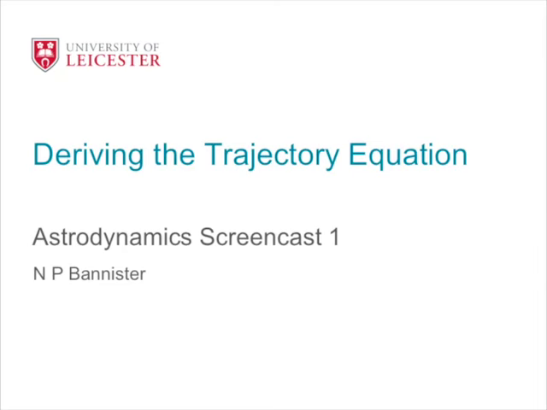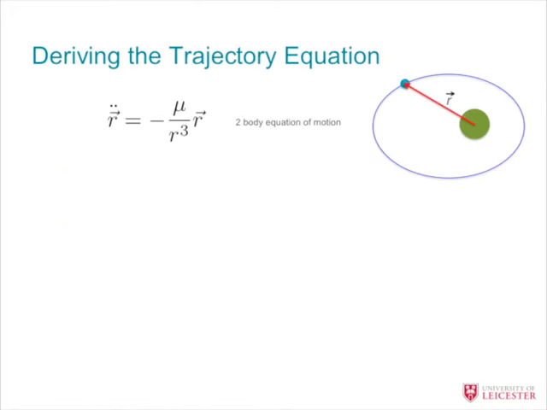In this screencast, I'm going to focus on the derivation of the trajectory equation. So we're going to start with the two-body equation of motion. So here is the situation. We have a gravitating body, could be a planet or it could be a star, but it is the sole source of gravity in the problem.